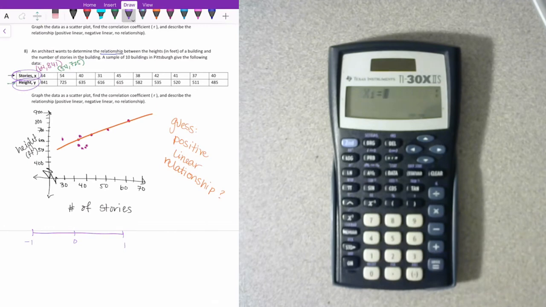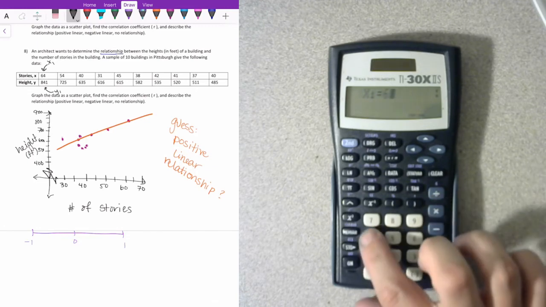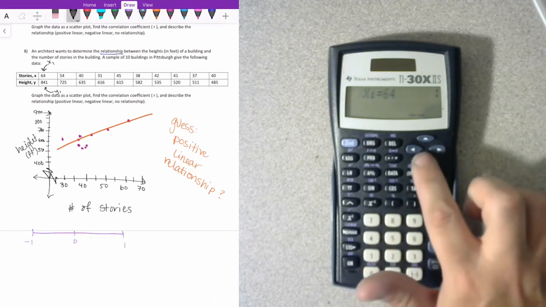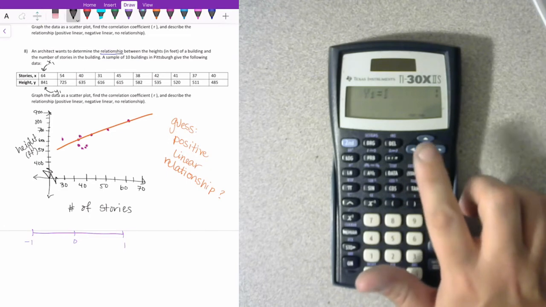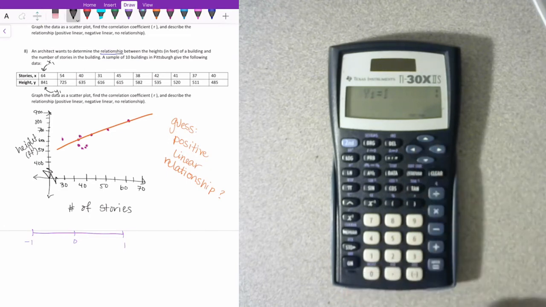As soon as I hit that, it says, okay, what is your x1? What is your very first x value? That is this one right there. That is our x1. And this is the y1 that goes with it. All right, that's the first pair of points, x1, y1. So I'm going to hit 64, and then I hit down, and the corresponding y value is 841. Now I'm going to go on to x2, y2.